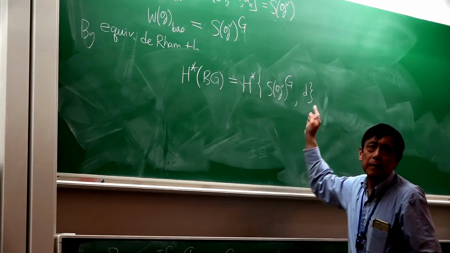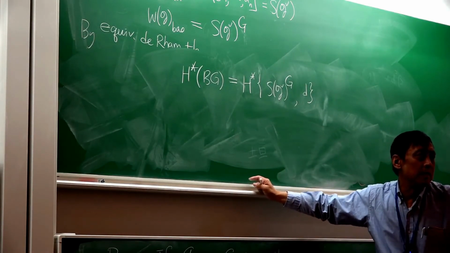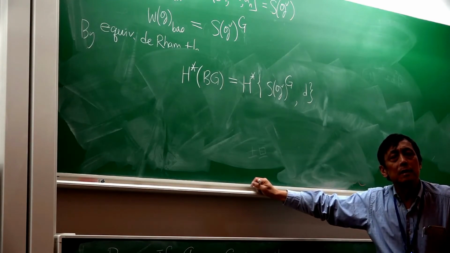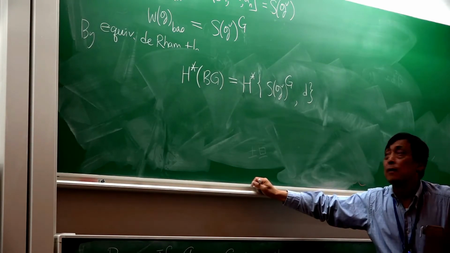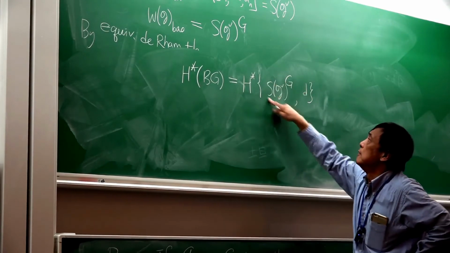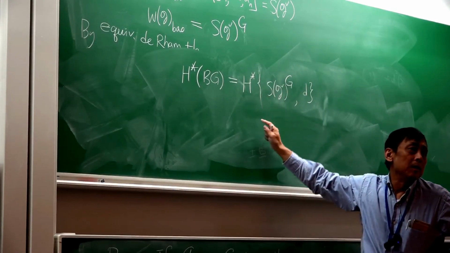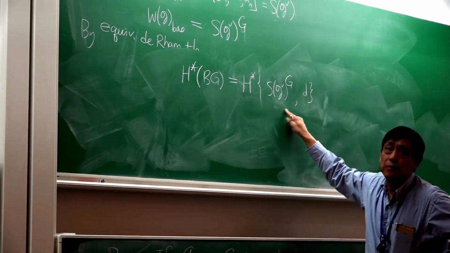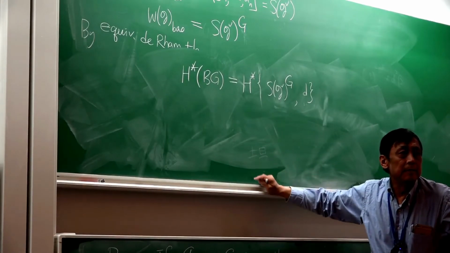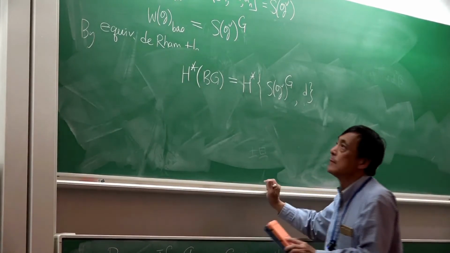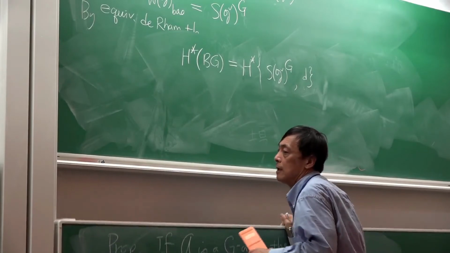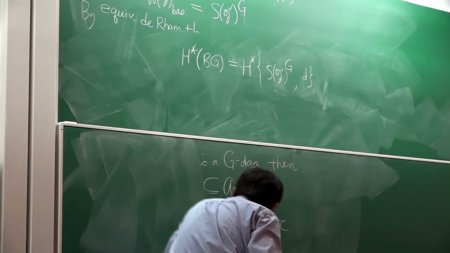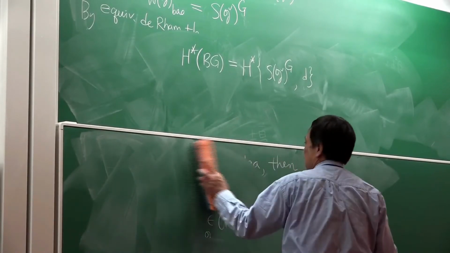I think it's going to turn out that this D is 0 on the invariant forms, so that the final answer is just this. Okay? But at the moment, I don't see why the D is 0 on this. All right. But we'll figure that out later.